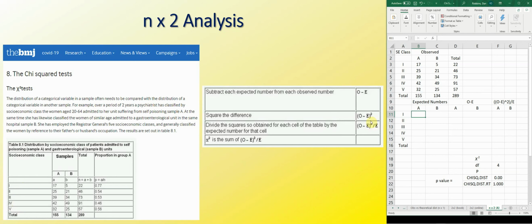There are some steps which you may recognize, as this is essentially the same as the n times 1 analysis, but we're just going to repeat this twice and then add up the 2 final columns. Let's have a look how we'll do that in Excel.